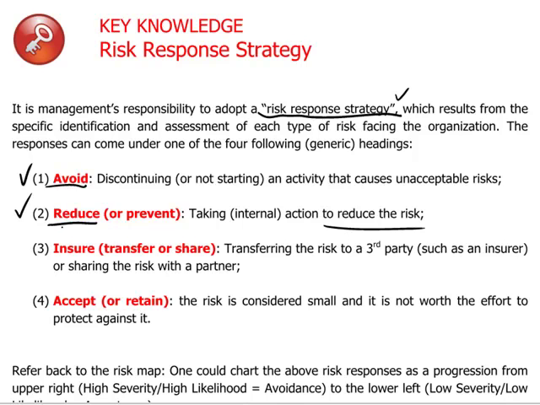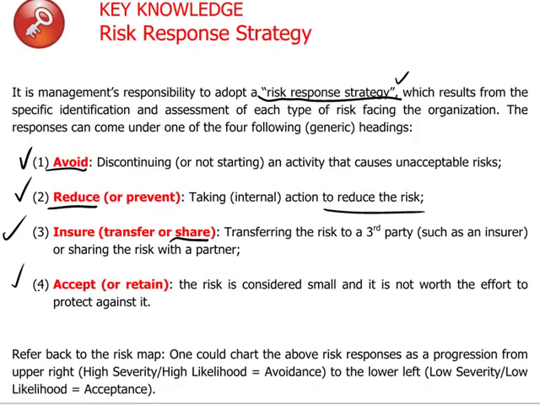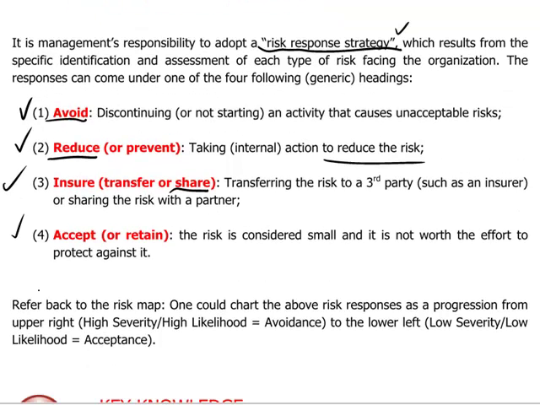Or a third way would be to have this risk insured by a third party. In other words, to actually transfer the risk away from oneself, or possibly to share it, for example, with a joint venture partner. And finally, the risk may be so small that it's not worth worrying about, and therefore the company decides to accept it. In the context of the risk map, which was discussed earlier, one can look at the risk map in the context of the four responses which are shown here.